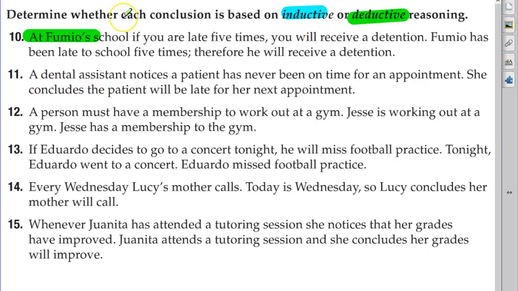Number 11, a dental assistant notices the patient has never been on time for an appointment. She concludes that the patient will be late for the next appointment. That's a pattern, okay? Because that doesn't mean it's guaranteed to be late. That person could show up on time. They get their act together. They figure it out. So again, deductive uses some kind of like if-then almost rule, very, very straightforward. Inductive is just a pattern. Hey, this happened before, probably will happen again.